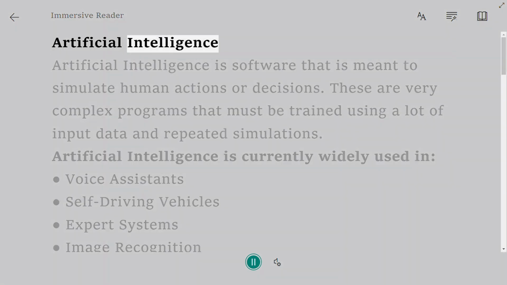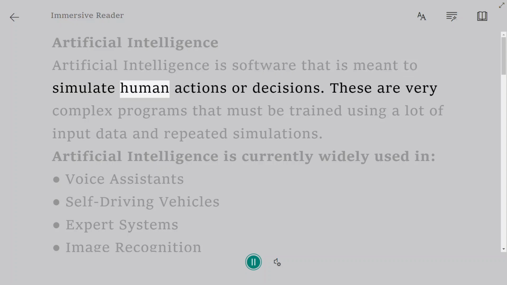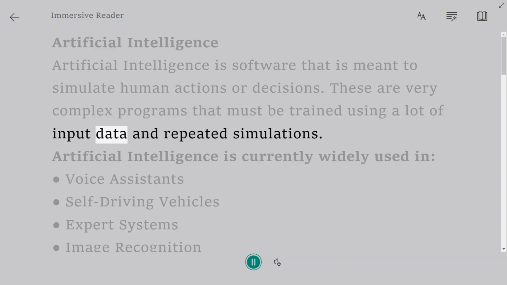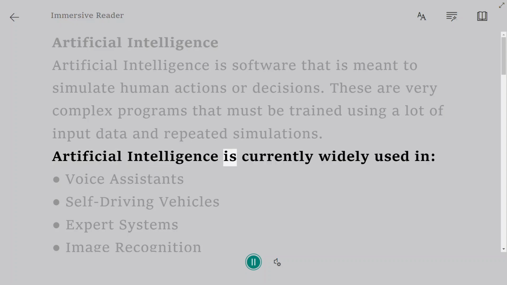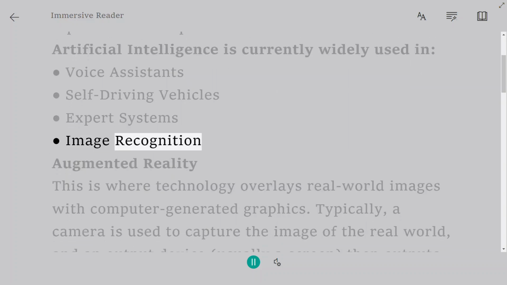Artificial intelligence. Artificial intelligence is software that is meant to simulate human actions or decisions. These are very complex programs that must be trained using a lot of input data and repeated simulations. Artificial intelligence is currently widely used in voice assistants, self-driving vehicles, expert systems, image recognition, augmented reality.